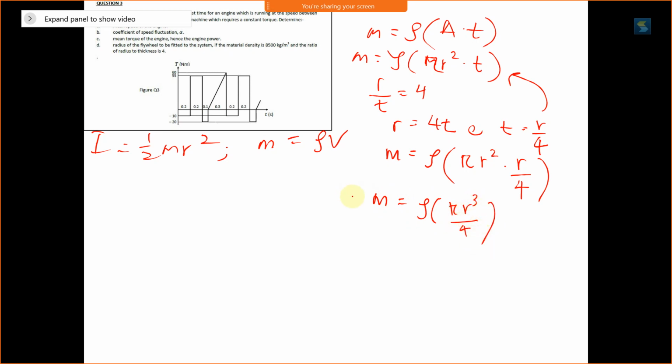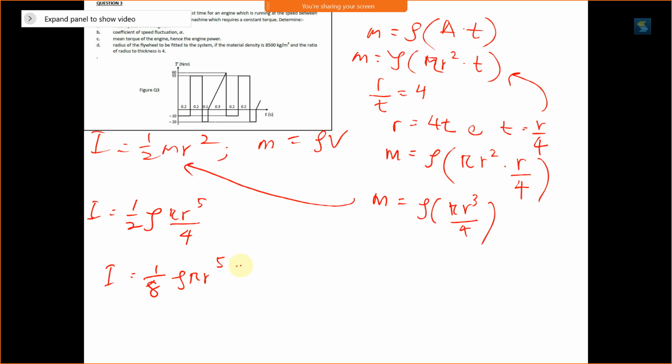So substituting back into this equation, we get I equals 1/2 rho pi R to the power 5/4, isn't it? Then I equals 1/8 rho pi R to the power 5. Right. So since we have I equals 6.684, from here we can get what our R is.